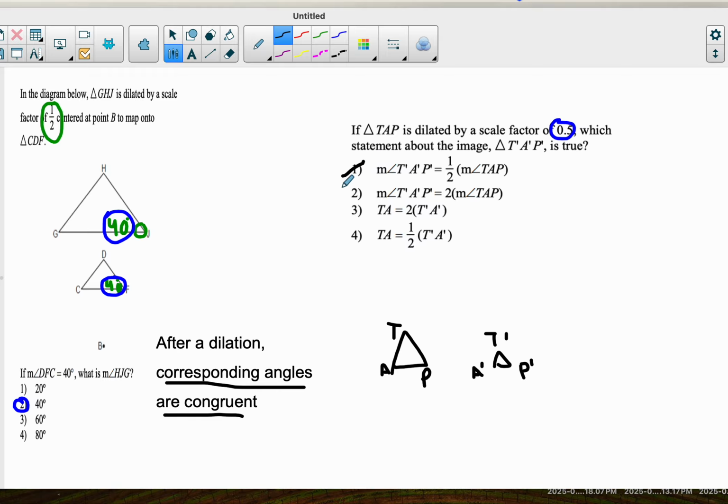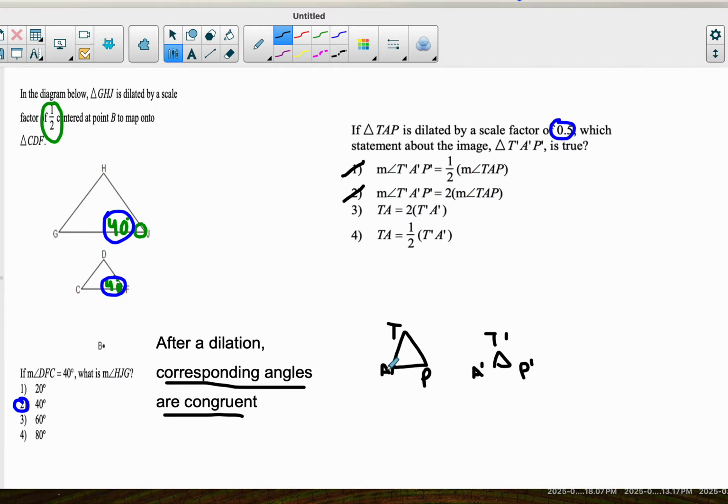Using that same reasoning, answer choice 2 is also wrong because it's talking about corresponding angles again, and it's mentioning that they change measurements, that this is getting doubled. So that one's gone because corresponding angles stay congruent before and after a dilation. Answer choices 3 and 4 are talking about the side measurements, so one of these should be the correct answer.